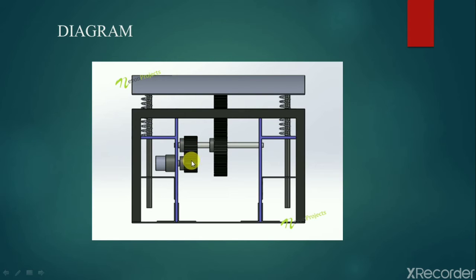When vehicles pass on the smart speed breaker, the springs go downward, so the rack also goes downward. The pinion is directly meshed with the rack. Due to that downward motion of the rack, the pinion rotates. By the pinion rotating, the idle gear also rotates on the single shaft. Then the idle gear transmits the power to the generator gear. The generator produces electrical energy by converting the mechanical energy.